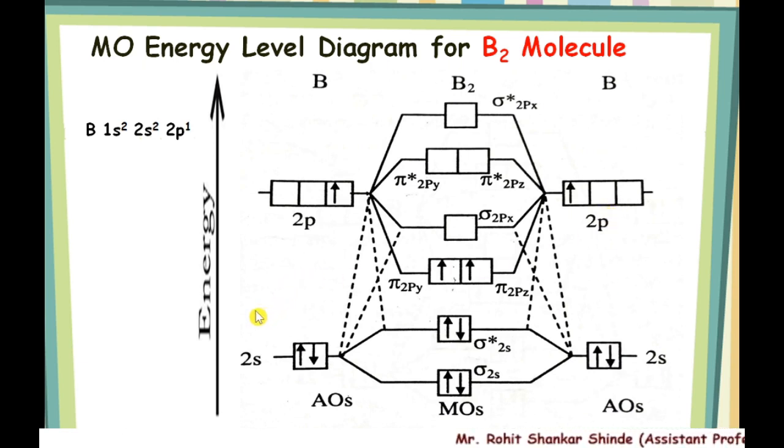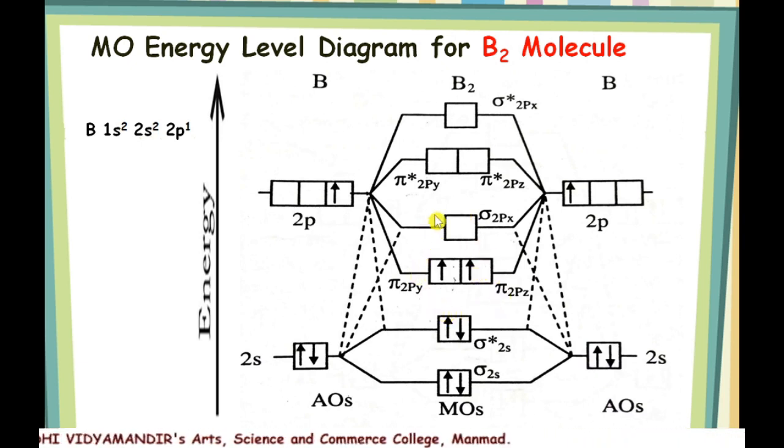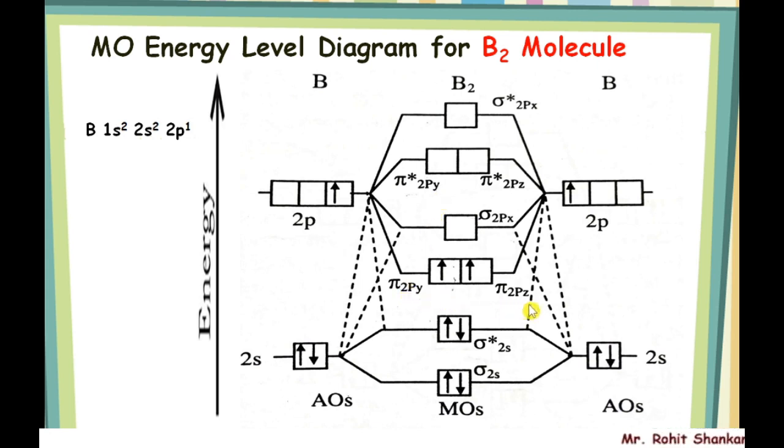If less than or equal to 14 electrons are present in a molecule, then the sequence of energy levels of molecular orbitals is as shown in this diagram. In this molecular orbital diagram, s-p interaction takes place, and hence sigma 2px has a higher energy than the pi 2py and pi 2pz molecular orbitals.